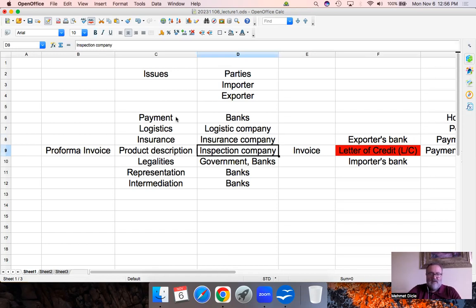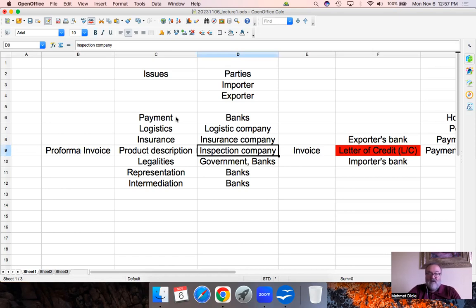Then we'll have the inspection company. And remember, the inspection company usually represents the importer. They're looking to see if the product being delivered is the product that's agreed upon. And in so many years that I've worked in this, I've never actually seen an inspection company that's saying all is 100%. It's just like I bought and sold several homes till now, and I've never actually had an inspection report that says everything is in order. So the inspection company always finds something.